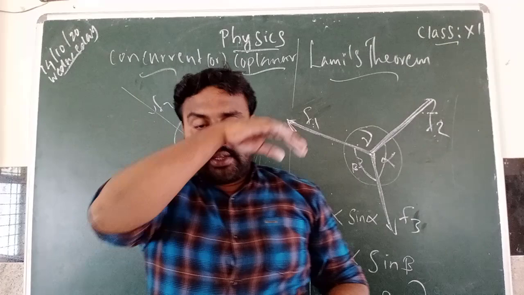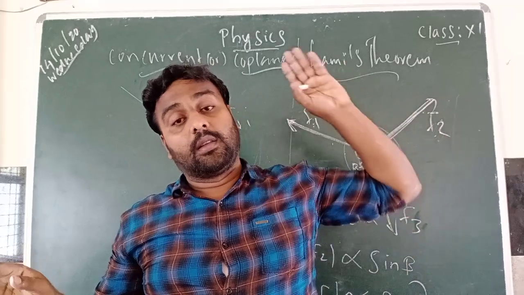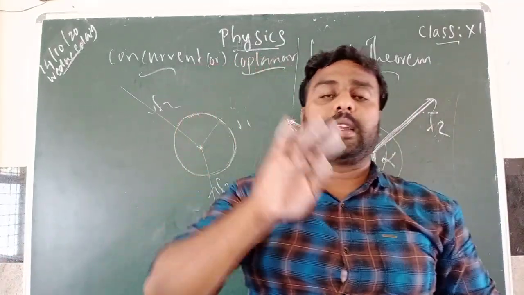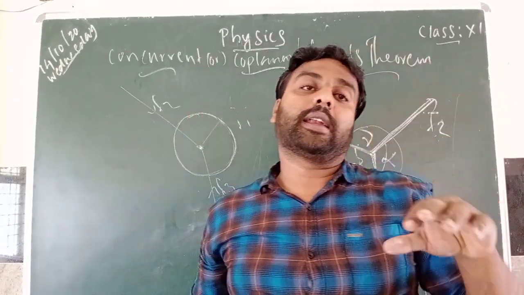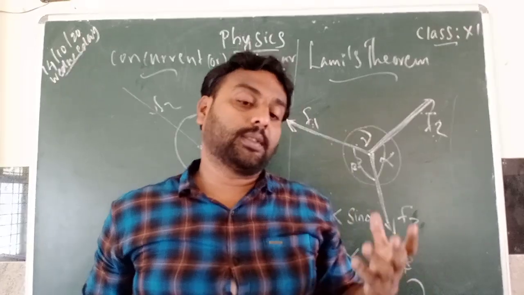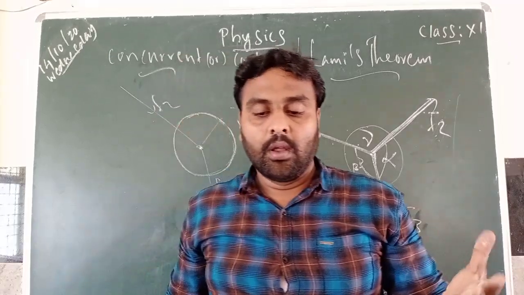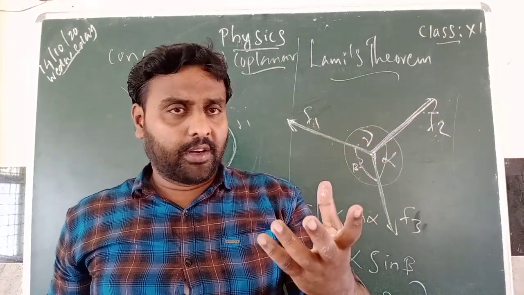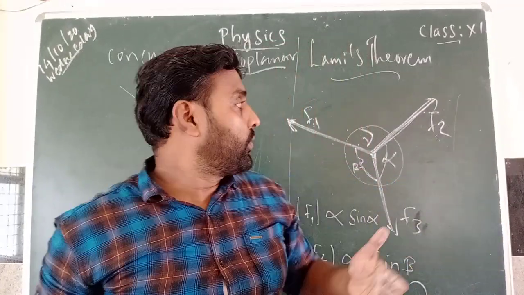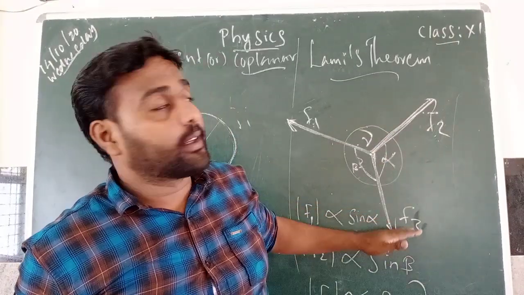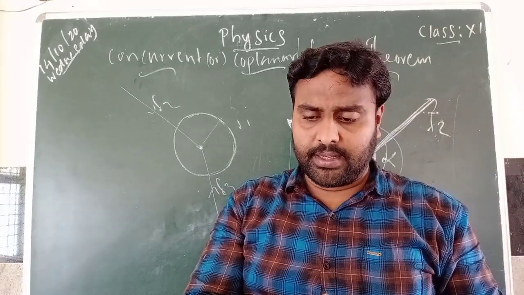And this Lami's theorem is used to analyze the forces acting on an object at equilibrium. For an object in static equilibrium with some forces acting, to find the magnitude of those forces we use Lami's theorem. It is on page number 129. The magnitude of each force is proportional to the sine of the angle between the other two forces. You have to draw this diagram, write these equations, and use the theorem, then you will get 3 marks. It is a very important question.